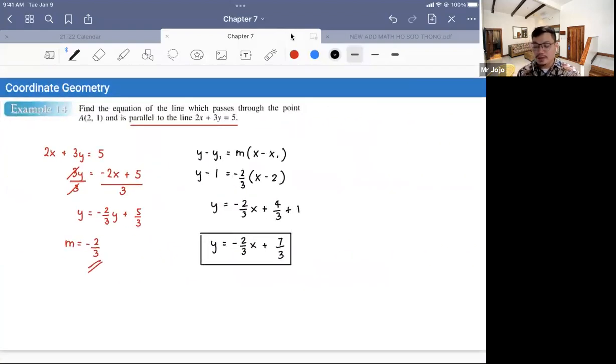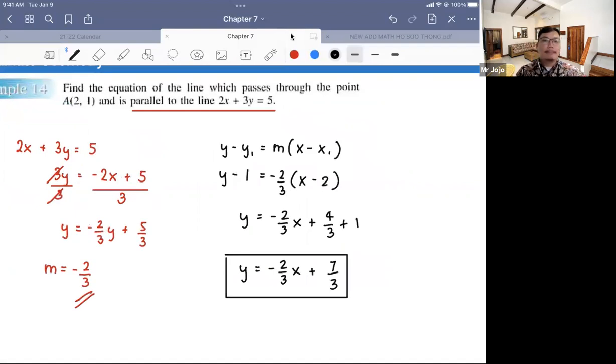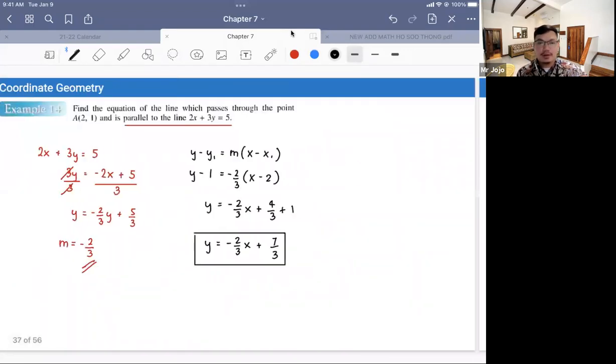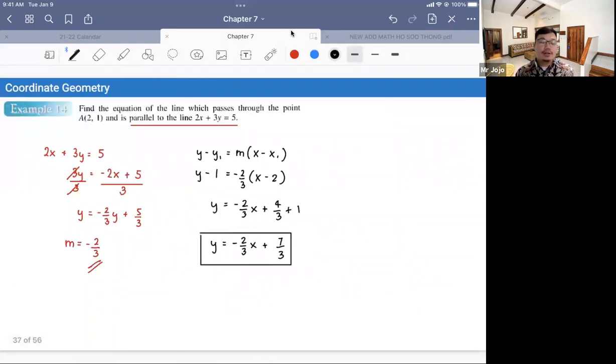Any question, class? Okay, none. So basically, that's how you look for equations of parallel lines. Again, their gradients are the same.